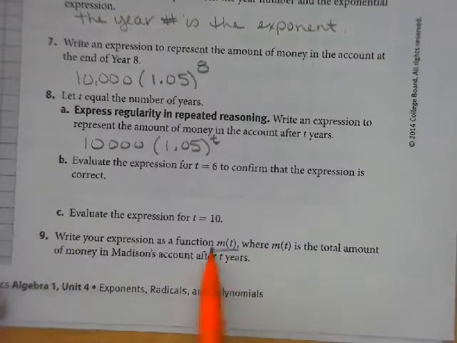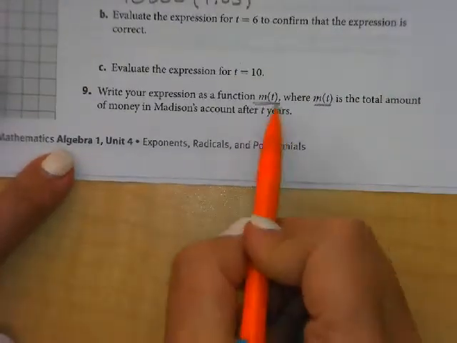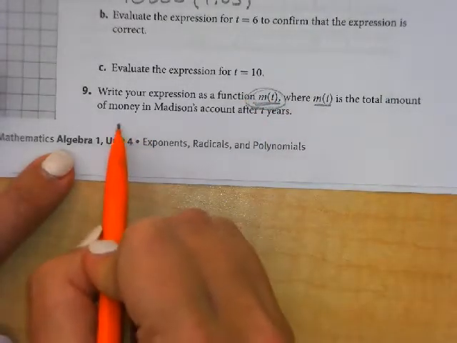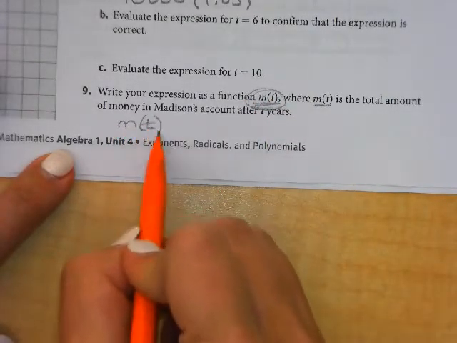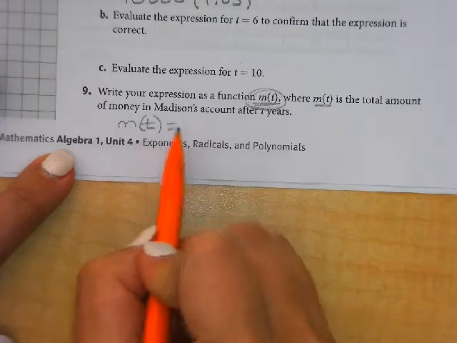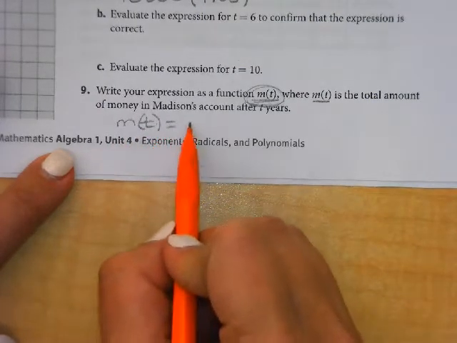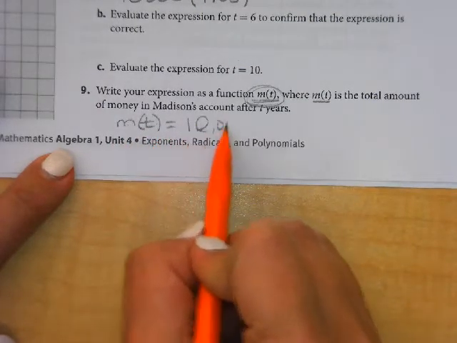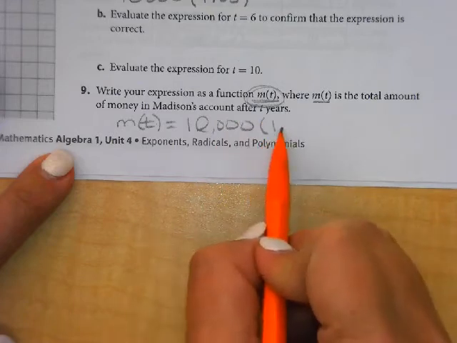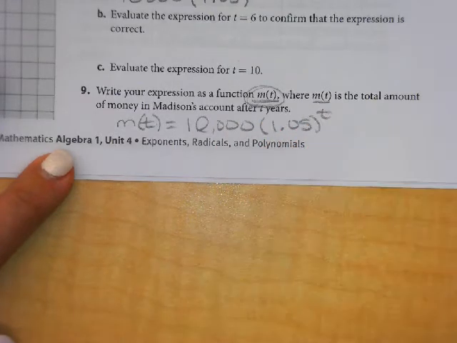We could also, what if we didn't use y, they want us to use this instead. We could say the amount of money is a function of time, right? This is like saying f of x is equal to 10,000 times 1.05 to the t. Okay, so keep in mind they'll give you some other variables.